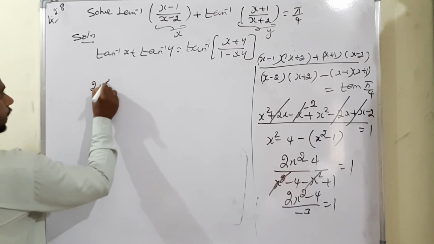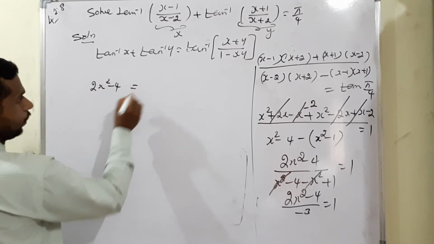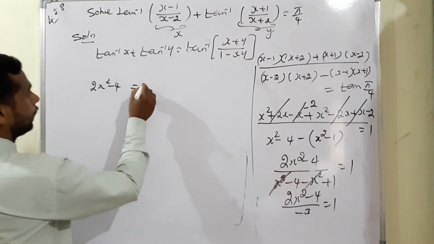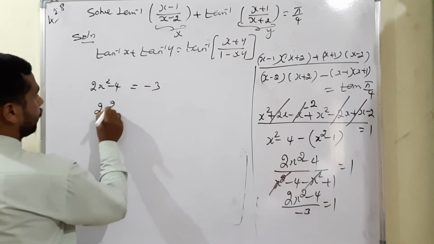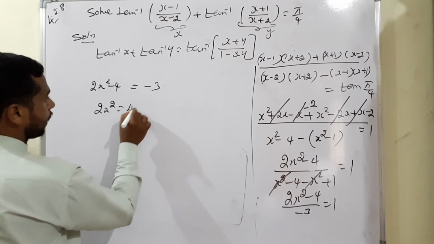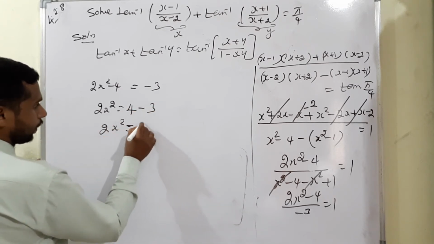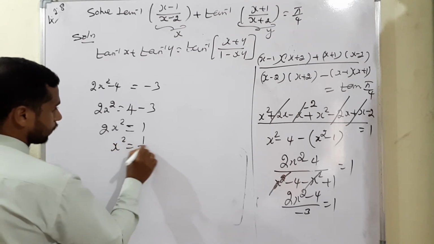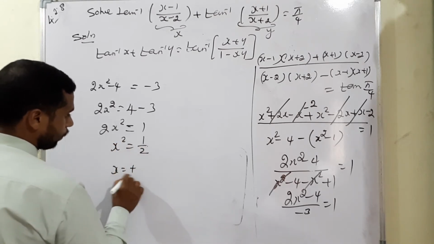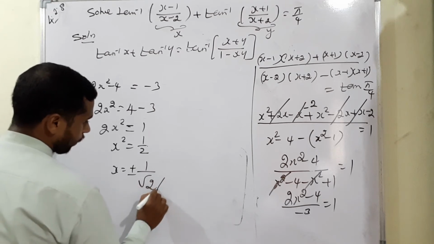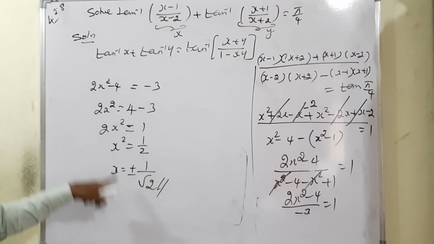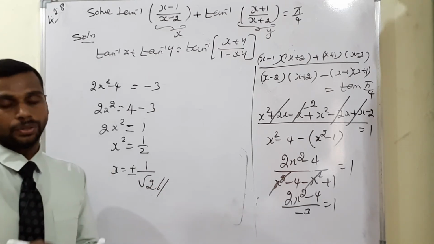Numerator 2x square minus 4 is equal to, cross multiply means minus 3 into 1, means minus 3. Therefore, 2x square is equal to minus 4, bring to the opposite side means 4 minus 3. Therefore, again 2x square is equal to 4 minus 3, which is positive 1. Therefore, x square is equal to 1 by 2, means x is equal to plus or minus 1 by square root of 2. This is the answer for example 4.28. Okay, I will continue with the next example.